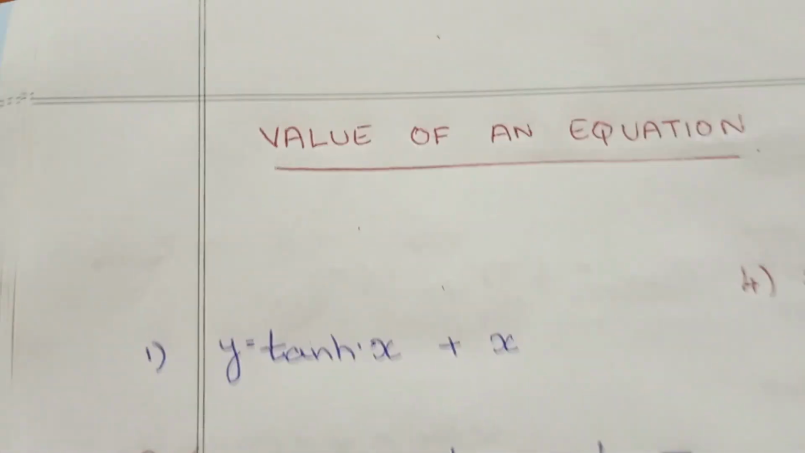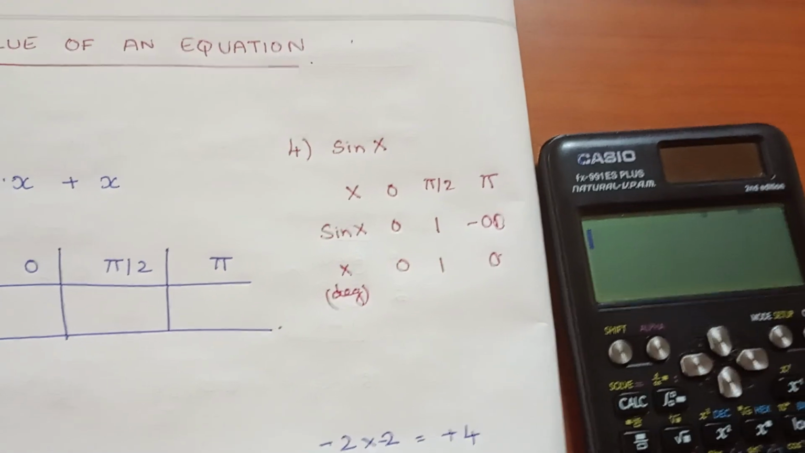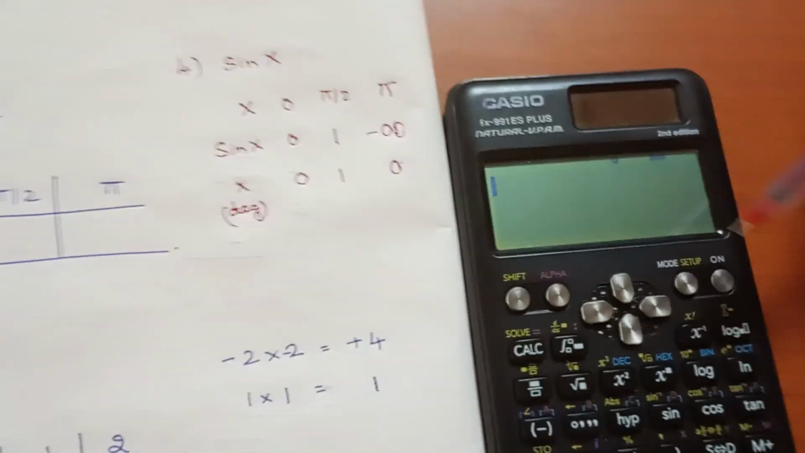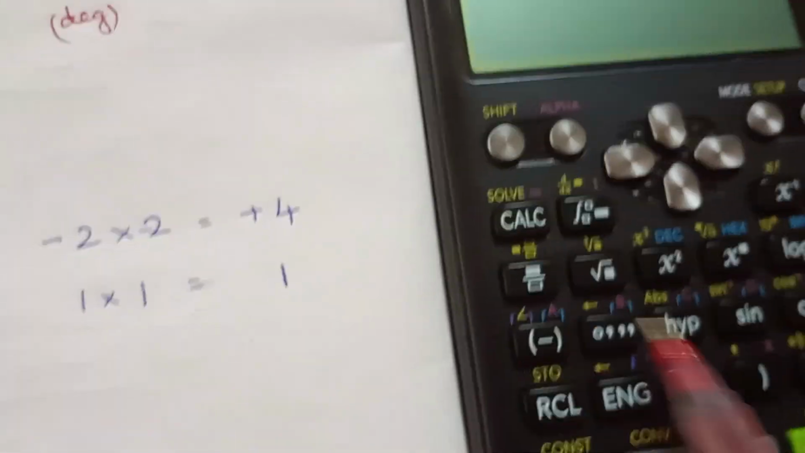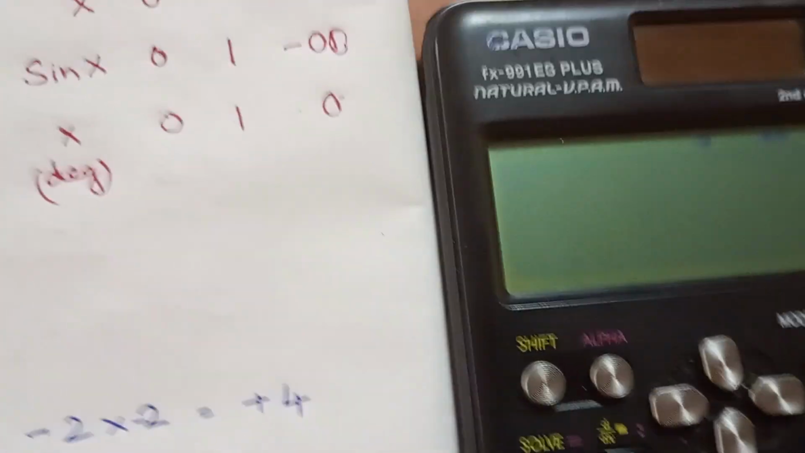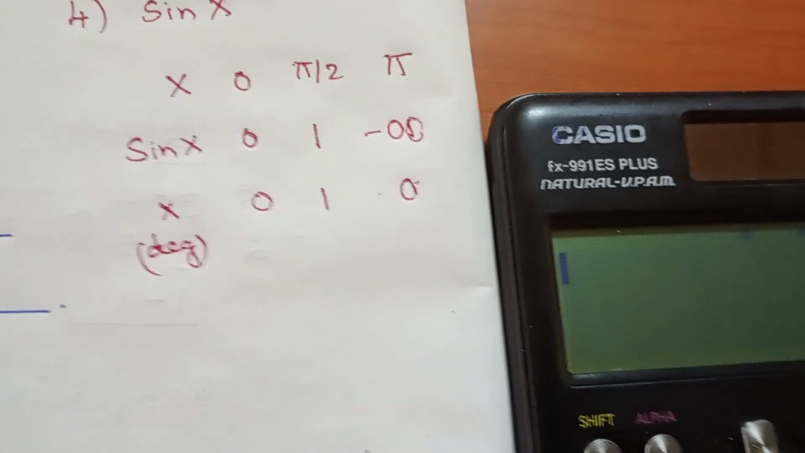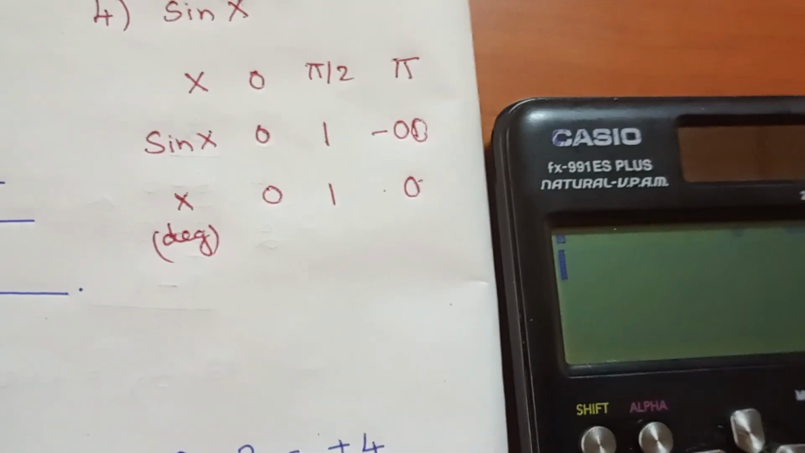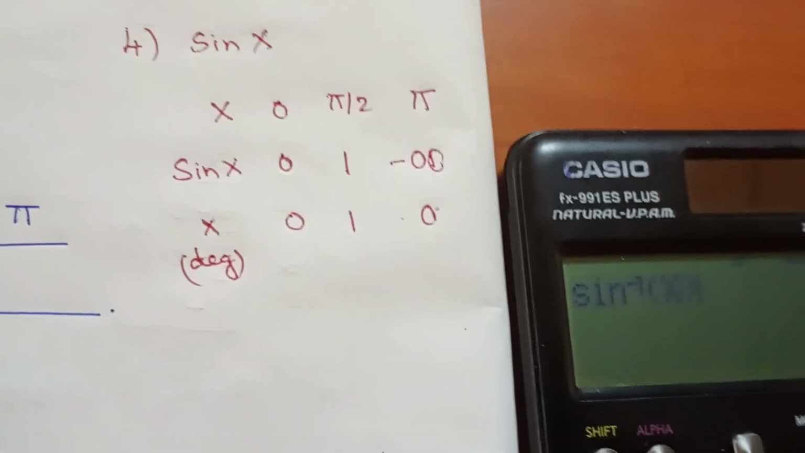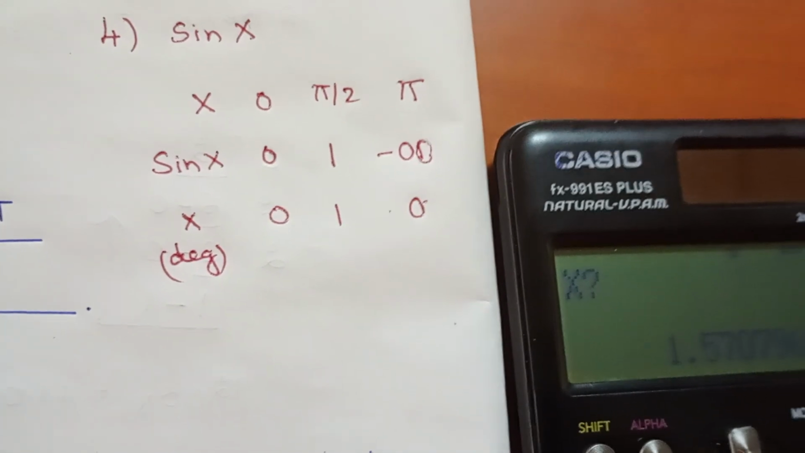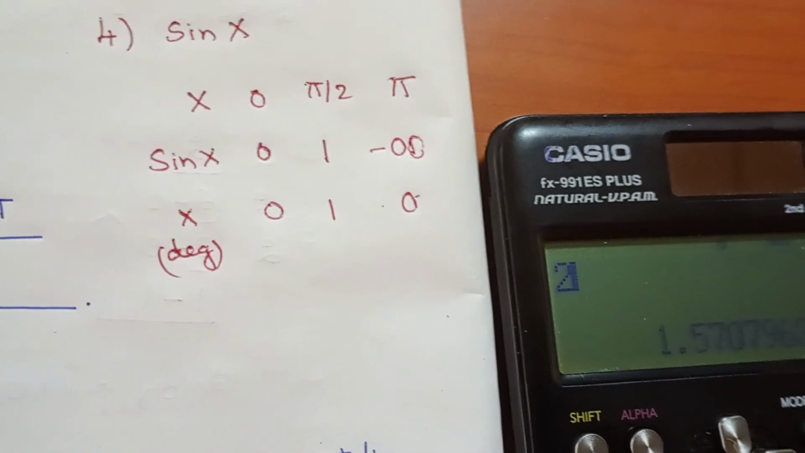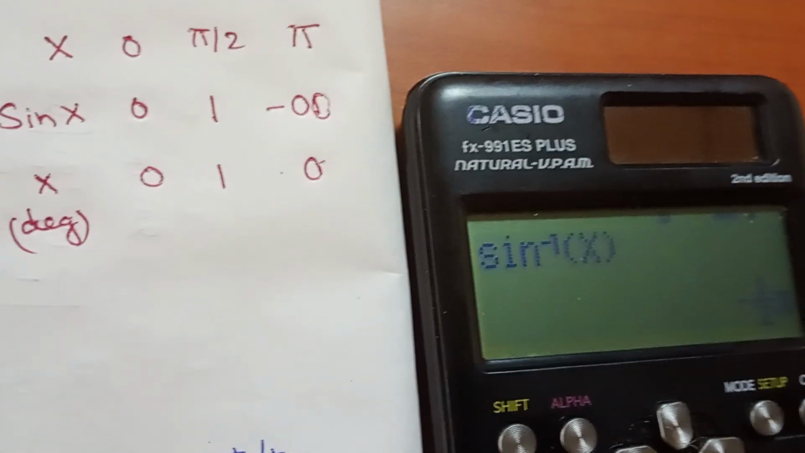Here, if I had x in degree, then I would have got the same answer, 0, 1 and 0. Here x is in radian, 0, pi by 2, pi. So I have to change it to radian. How do I change? Shift mode, select 4 because it is radian. We will also explore how to give hyperbolic. You see hyp here. Hyp, sine, cos, tan. This is sine inverse, cos inverse, tan inverse. So if you want sine inverse, press shift sine inverse of alpha x and calculate. So for minus 1, it is minus pi by 2, like that.